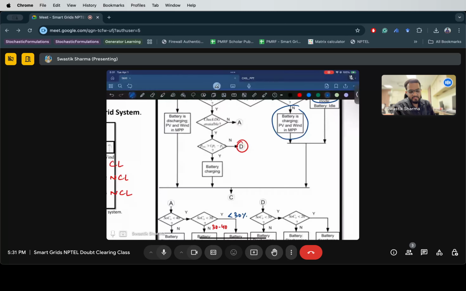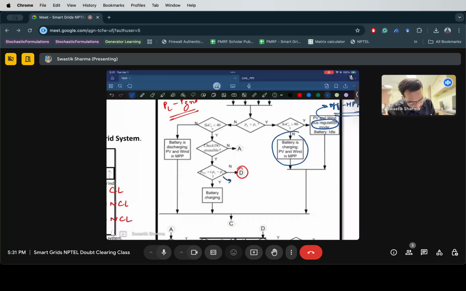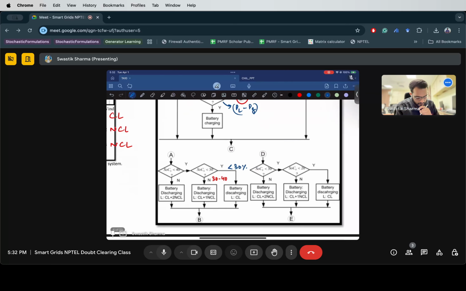But let's say there is DG available, but the DG's power is not sufficient to meet the deficit, that is the deficit created by PL minus PG. So we move to this. We check if the battery's SOC is less than 30. So we have some power coming from the DG, right? There is some power, but not the whole amount. So we can make sure that we can discharge the battery further down. Earlier we were just discharging it to 40%, but we can now discharge it up to 30%, right? We check if the battery's SOC is less than 30%.